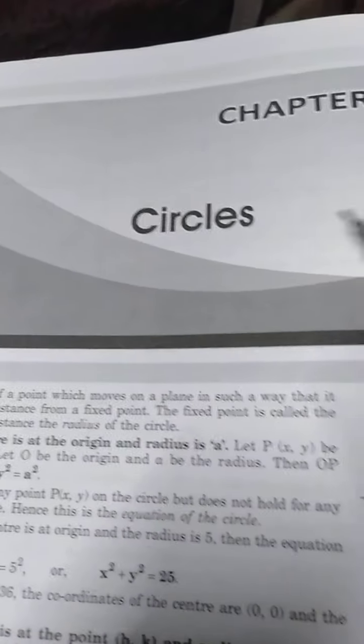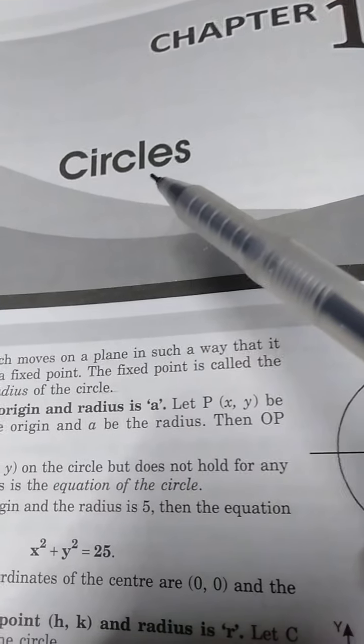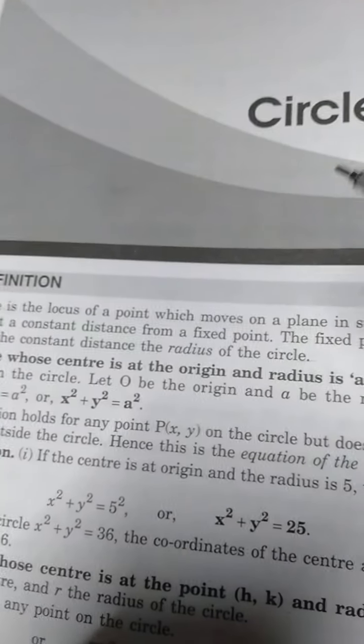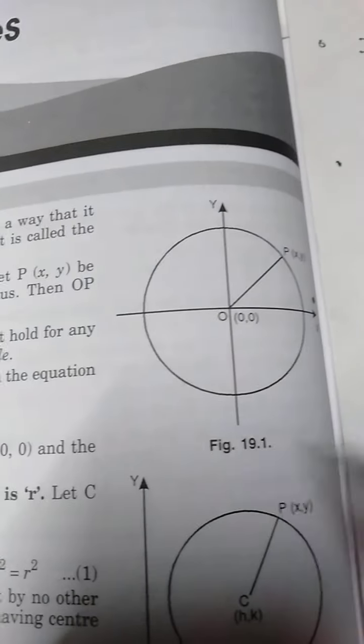Hello students. After the equation of straight line, we are going to start the new chapter of coordinate geometry, that is the circles. Now, what is a circle, we know. In class 11, I don't want to tell you what is a circle, what is a radius, or what is a diameter. These things you know.